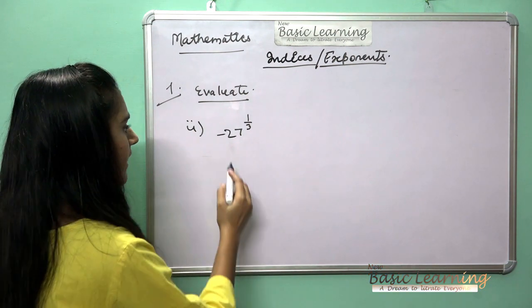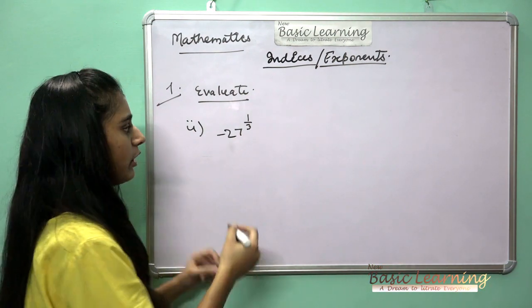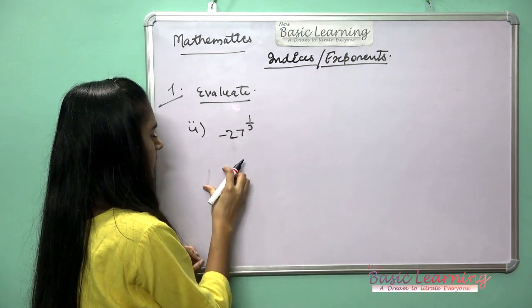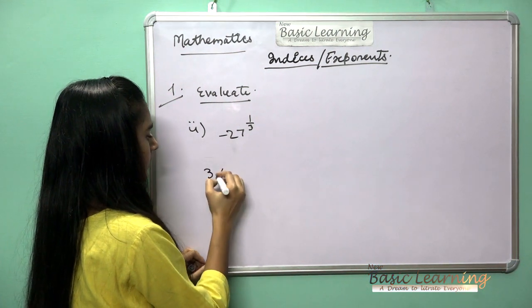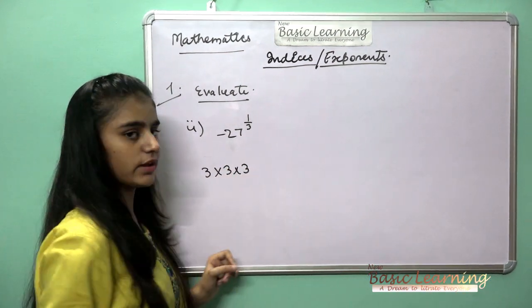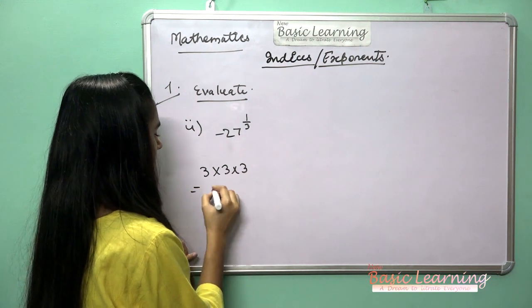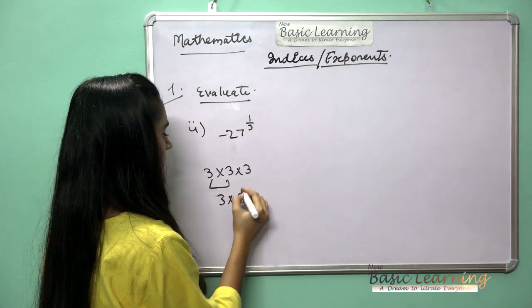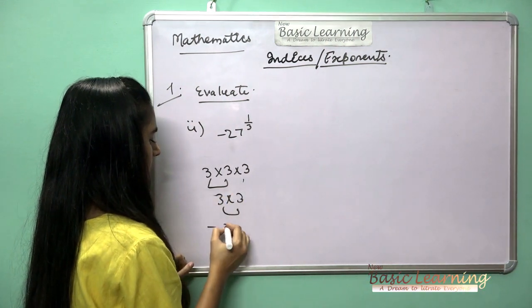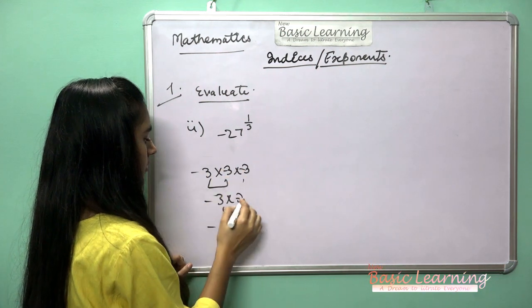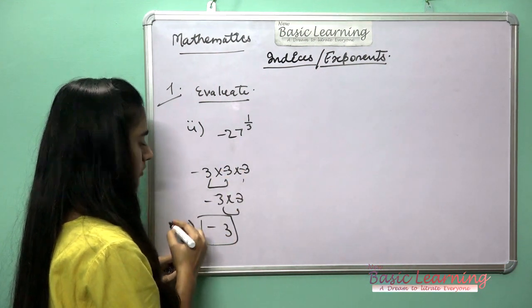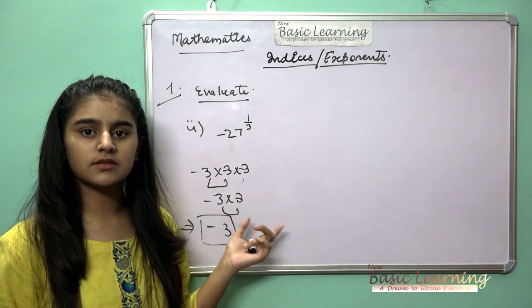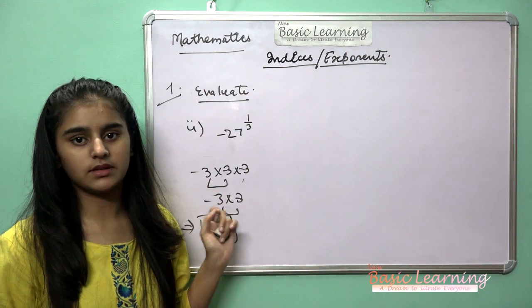Now in this question, minus 27 to the power 1 upon 3, it is given. When we write 3 times 3, 3 into 3 into 3, or you can say 3 cube, it is 27. So we take out common from this 3 and common from this 3, and we are left with minus 3. This is the answer. This is the simplest chapter you can do in the question, and the questions are also simple and the answers are also simple.